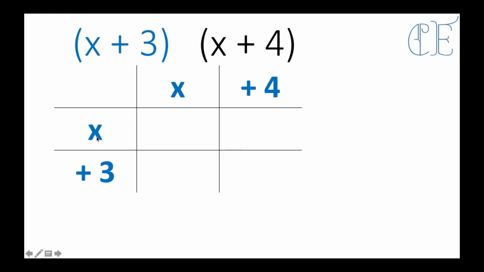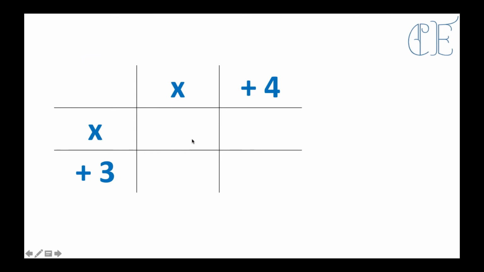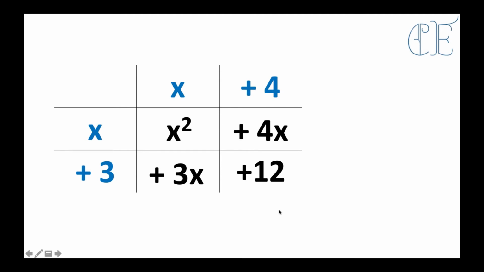So first of all then we're going to do x times x, okay, which is x squared. And then we're going to do x times 4, which is 4x. Then we'll do 3 times x, which is 3x, and 3 times 4, which is 12. Now if we write all of that out, we need to remember that we've got 4x there and 3x there. Well, 4 add 3 is 7. So we can say it's x squared plus 7x plus 12.